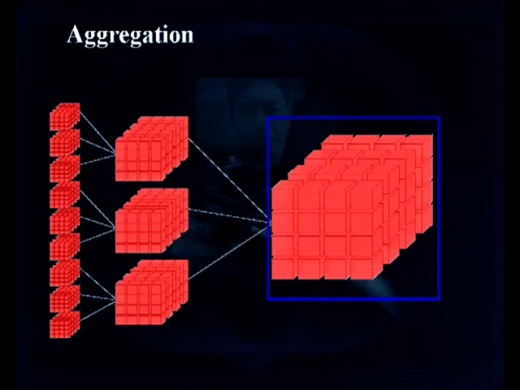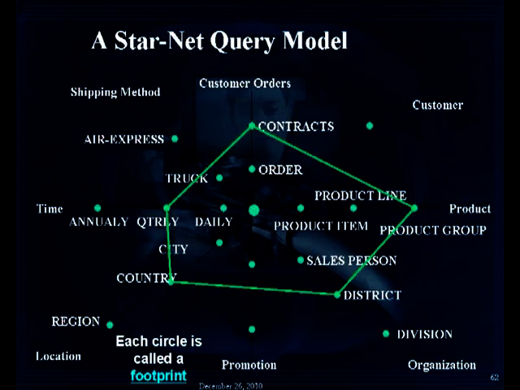Star net query model. The slide shows what is the meaning of star net here. This is basically used to query the multidimensional databases. A star net model consists of radial lines emanating from a central point. So here the radial lines, for example, over the time dimension are daily, quarterly, annually, where each line represents a concept hierarchy for a dimension here.